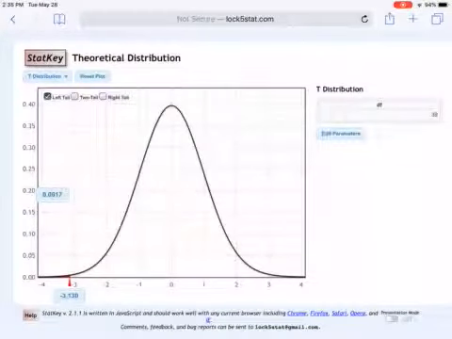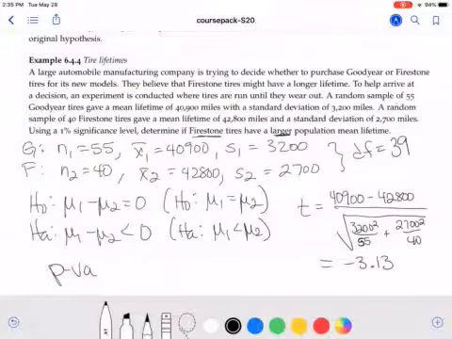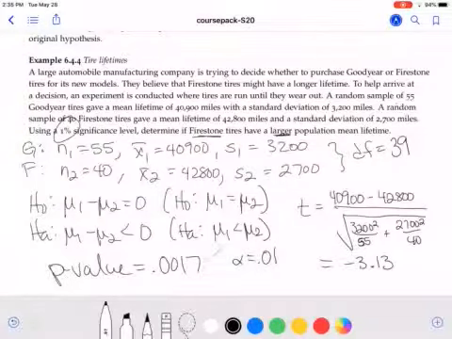And we're getting a p-value over there of 0.0017. So comparing 0.0017 to our 1% significance level, or alpha 0.01, our p-value is smaller than our significance level.